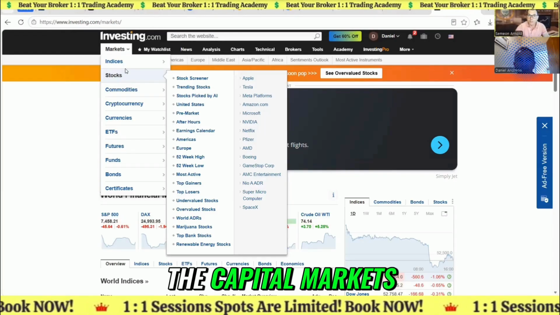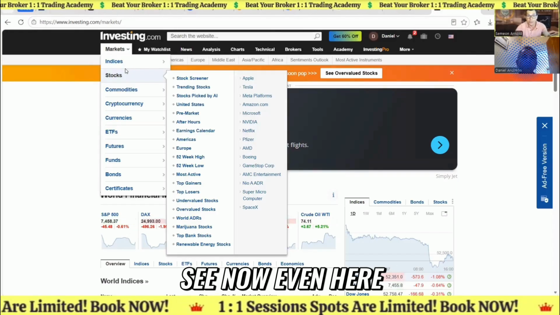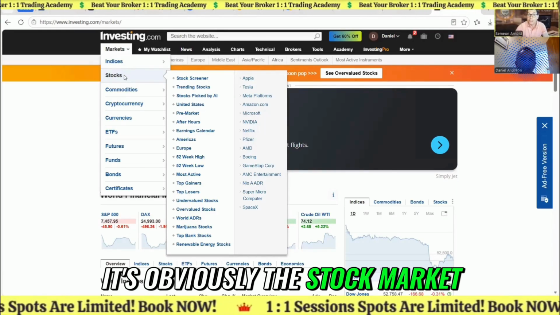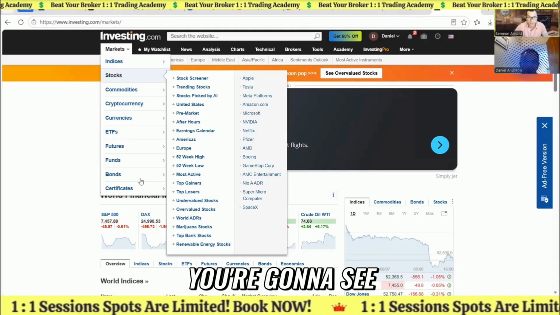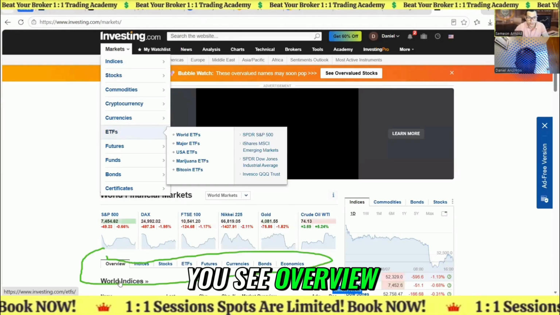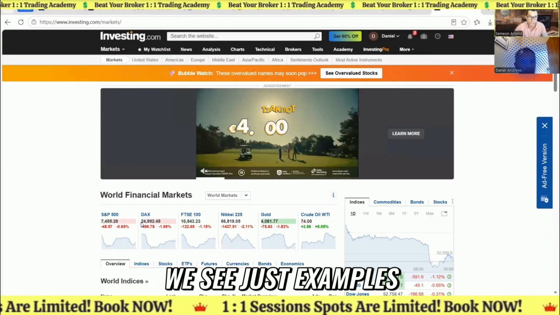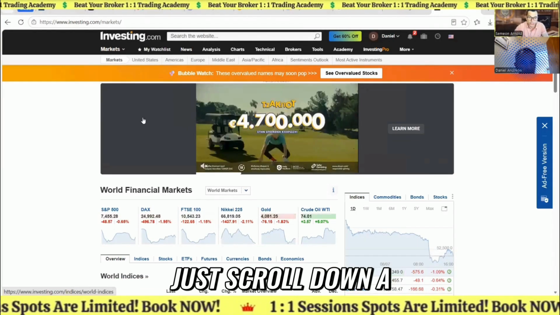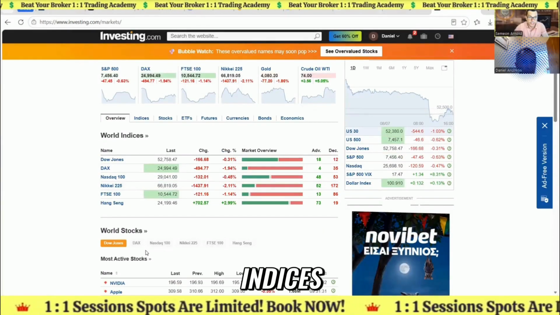Now, the capital markets, as you may see, consist of different classes of assets. And as you may see now, even here in the list, it's obviously the stock market. Now, if you scroll down slightly, over here, you're going to see what it says down there. You see overview, indices, stocks. Maybe you want to click on them one by one, and we see just examples. Just scroll down a little bit on this page. And then if you click on indices over here, indices, right.